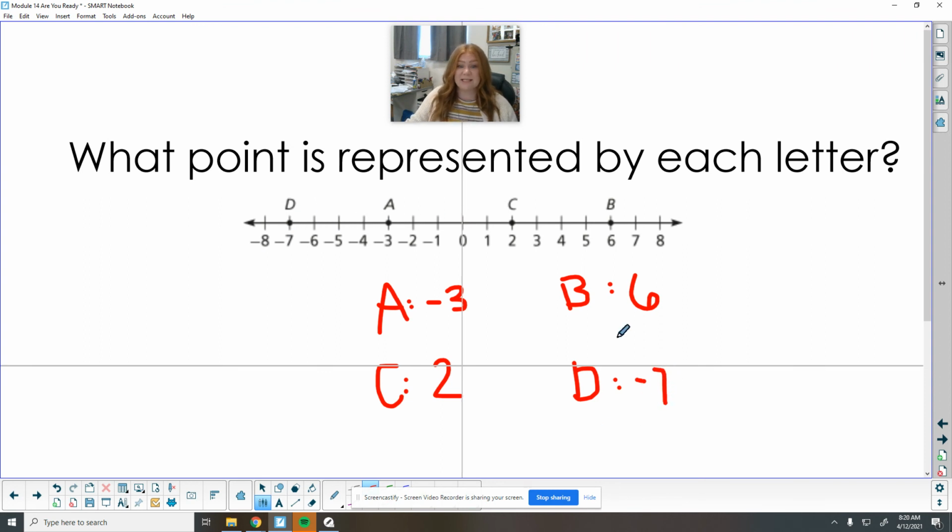When we make these number lines, we're always going to have negatives to the left, positives to the right, or positives up, negatives down. We can use these if we're doing line plots as well. We might have things we plot that are negative numbers. So it's important to remember always least to greatest, left to right. Okay, so go ahead and complete the Module 14 Are You Ready for today and the Module 14 opener.